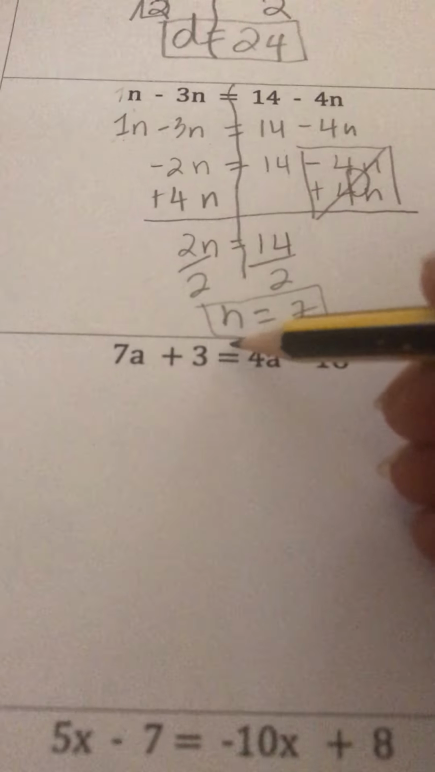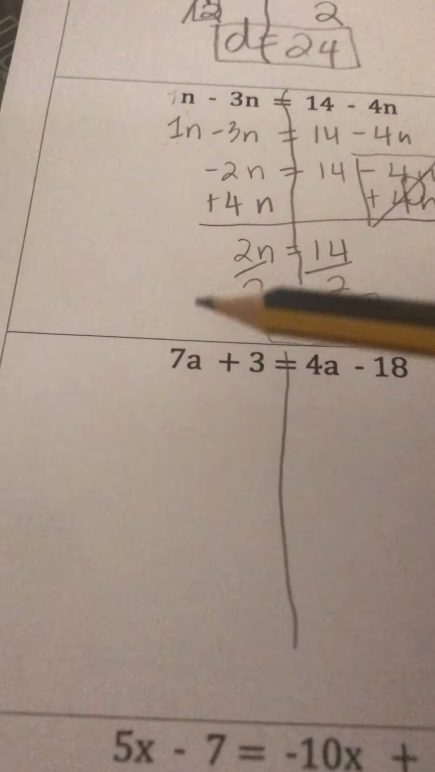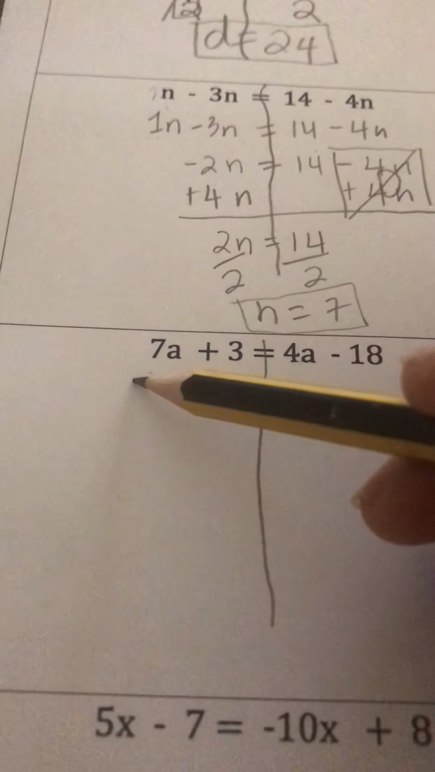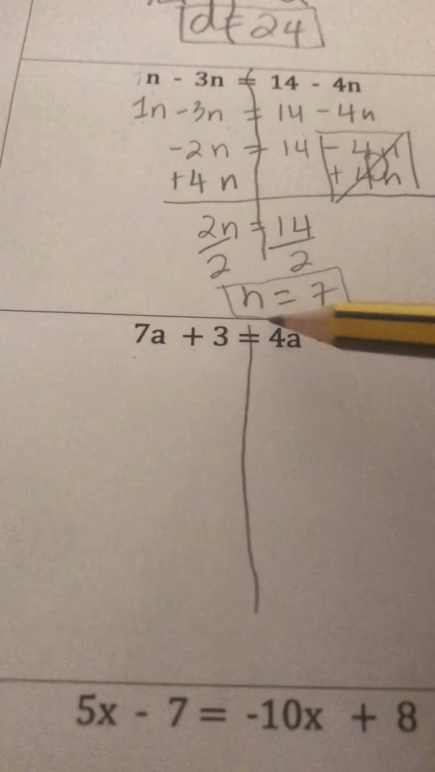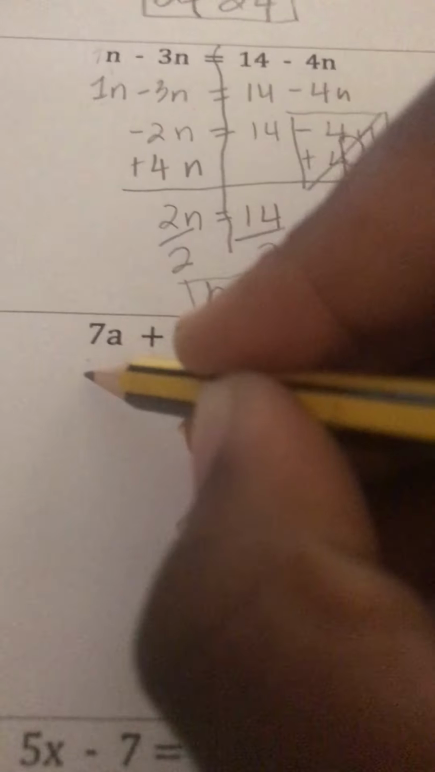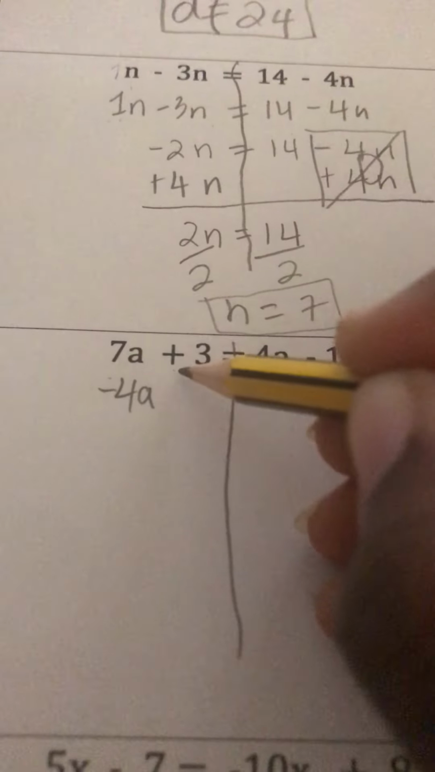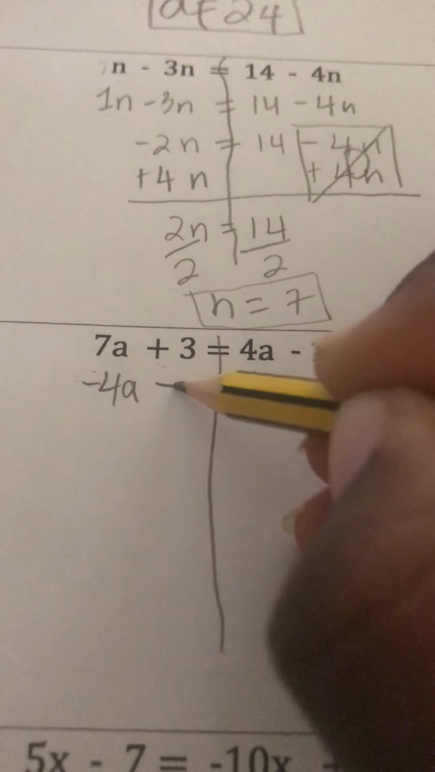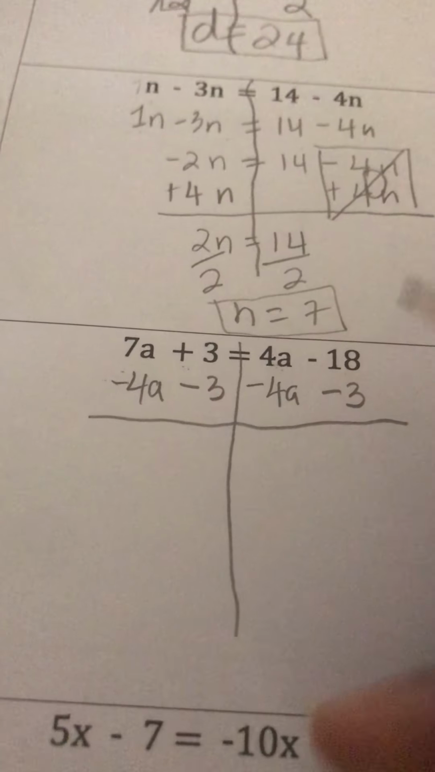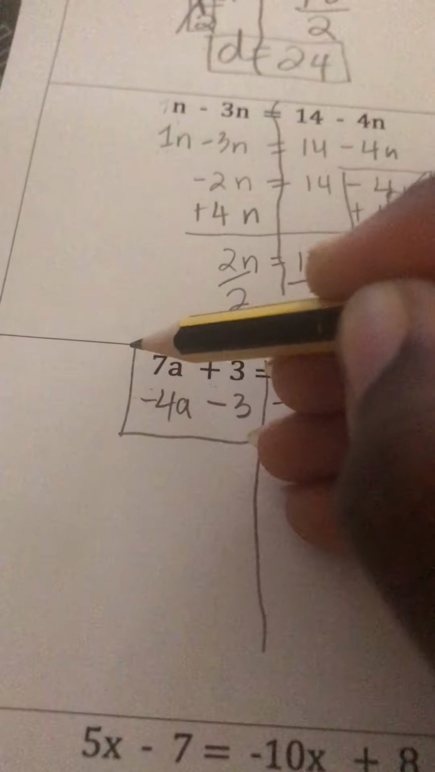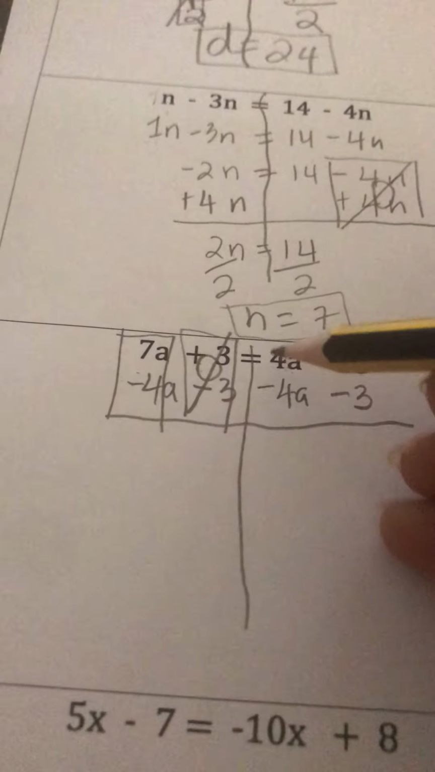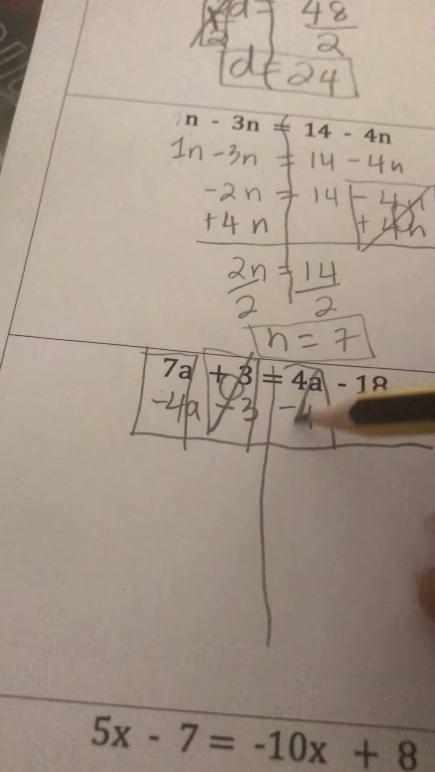So let us do this one. So draw your bridge. I'm gonna move my letter to the left and my number to the right. My letter is positive, so I will minus. My number is positive, so I will minus. Okay? So now, what do I have here? This is 0. This is 0.